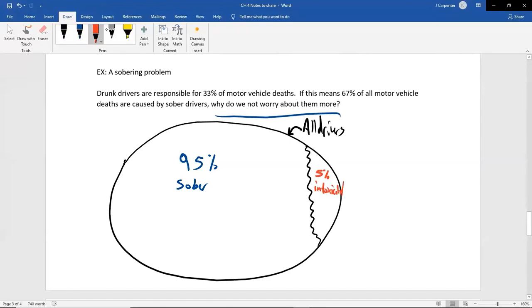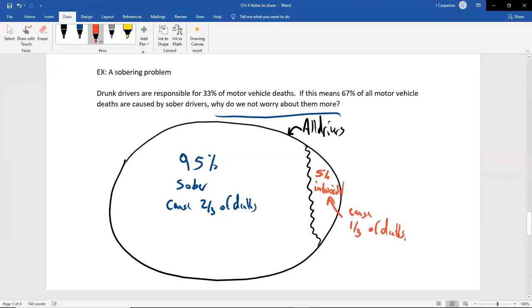Now again, at 4 p.m., the statistic's a little different. At 9 a.m., the statistic's a little different. At 2 a.m., the statistic's a little different. We're just averaging. So the sober drivers here are causing 2/3 of deaths, again, 67%. But the intoxicated drivers, this teeny little chunk, is causing 1/3 of deaths.